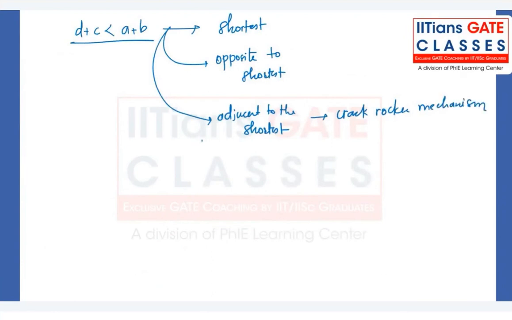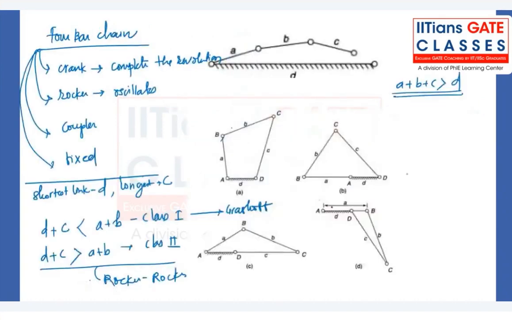Whenever a link opposite to the shortest link is fixed, suppose I am fixing B rather than fixing D, what will happen? None of them will have a complete rotation. So A and C, both of them will just oscillate, right? So we can say it's a rocker mechanism or a double rocker mechanism. You can either call it a rocker mechanism or a double rocker mechanism.